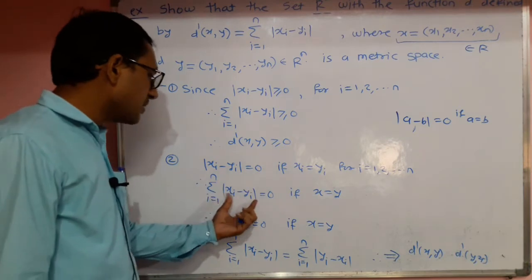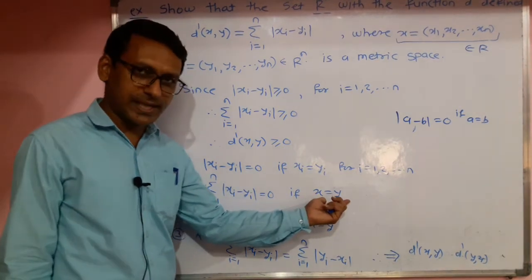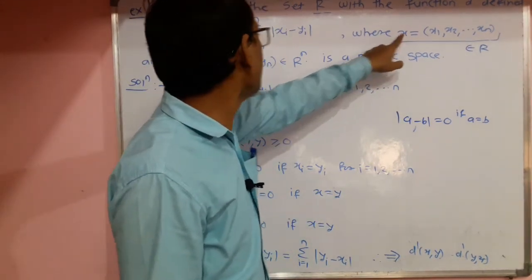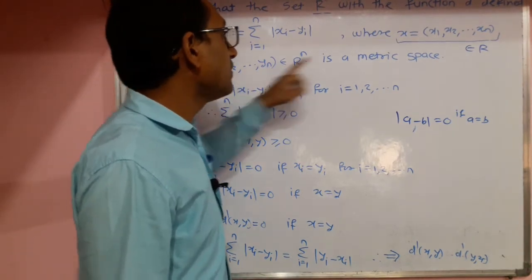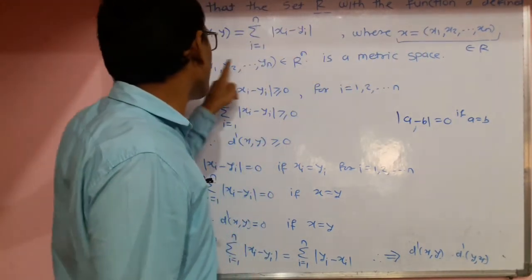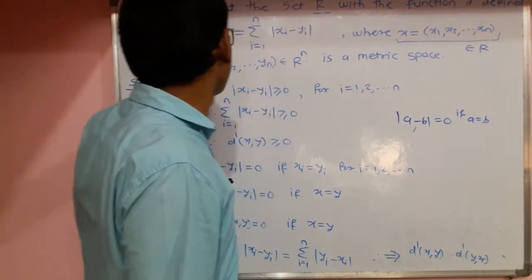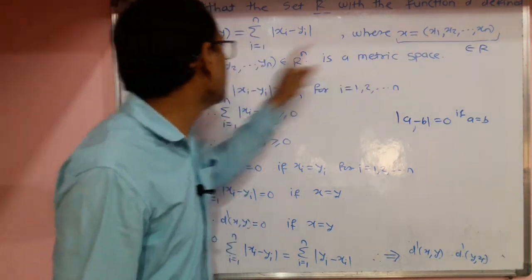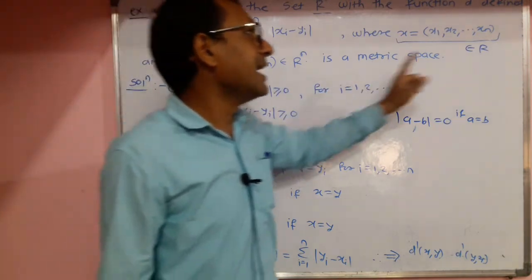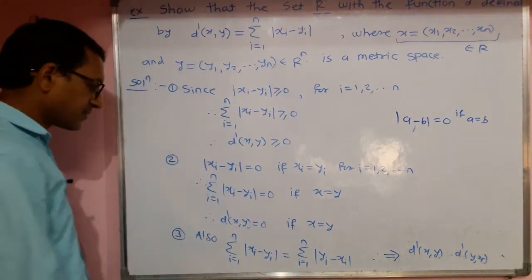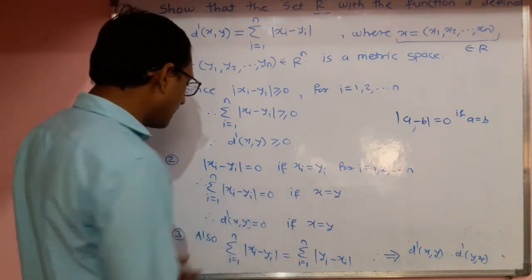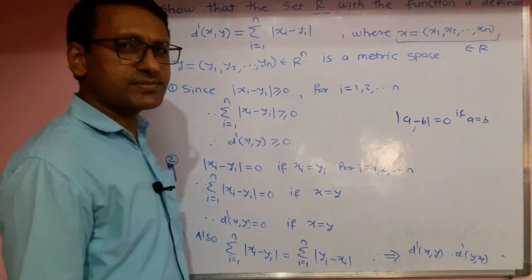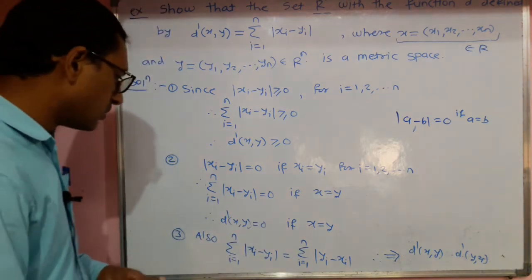If each term is 0, then the summation is 0 if x is equal to y. When the ordered n-tuples x and y are equal, their respective components are equal, that is x1 equals y1, x2 equals y2, and likewise xn equals yn. So this sum is 0 if x is equal to y, and by definition d dash of (x, y) is equal to 0 if x is equal to y. So the second condition is also satisfied.